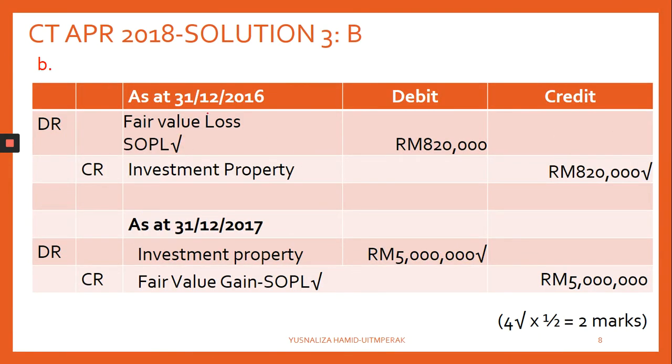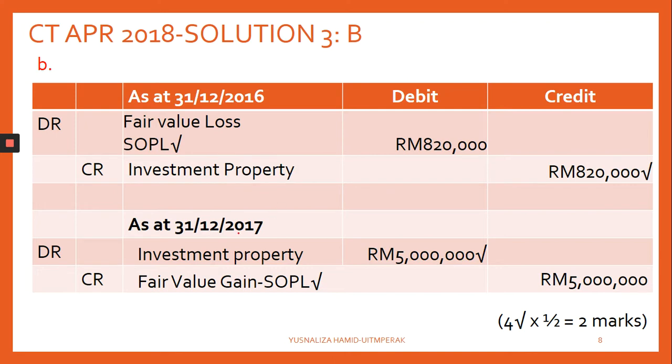That is the journal entry as at 31st of December 2016. The fair value loss will be in the SOPL, 820, from the comparison between the carrying amount at cost and the fair value as at 31st of December. It will be credited to the investment property because this is a loss, right? Loss will reduce the asset, right?